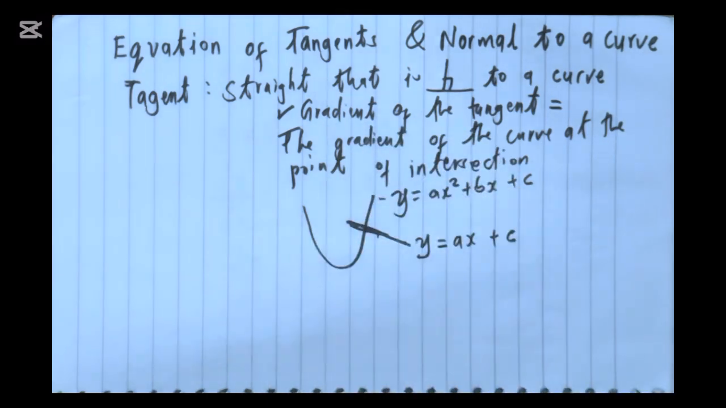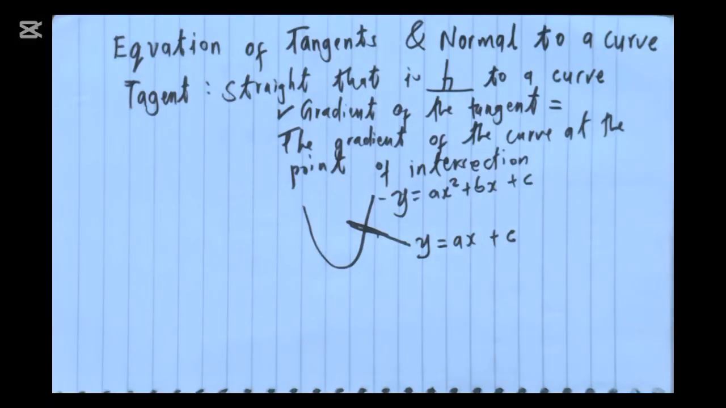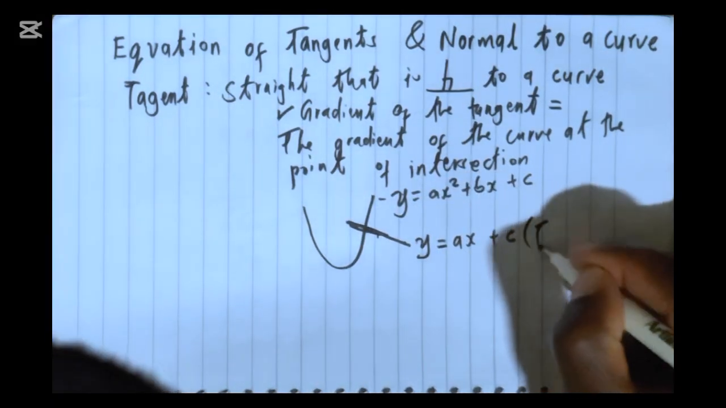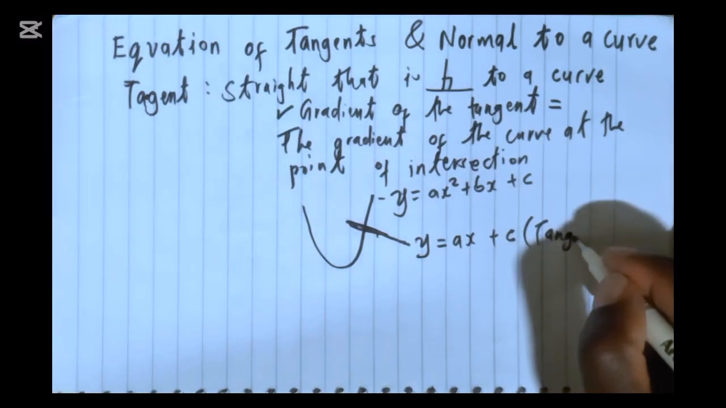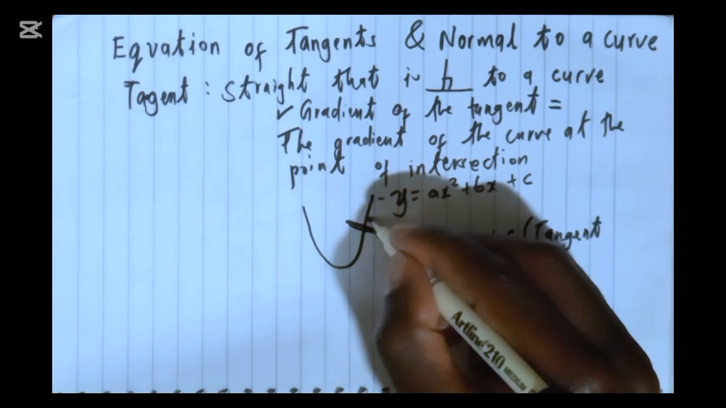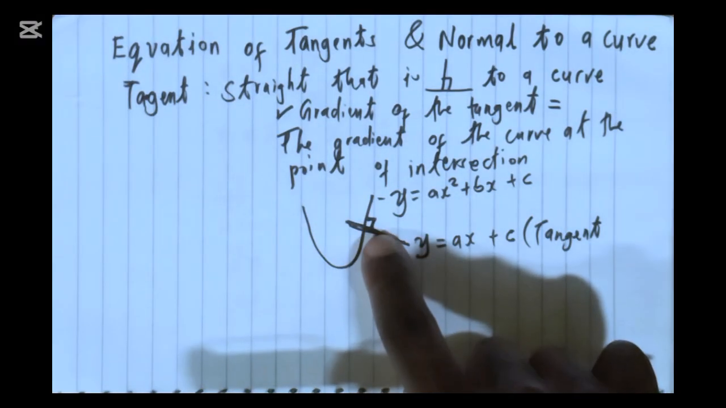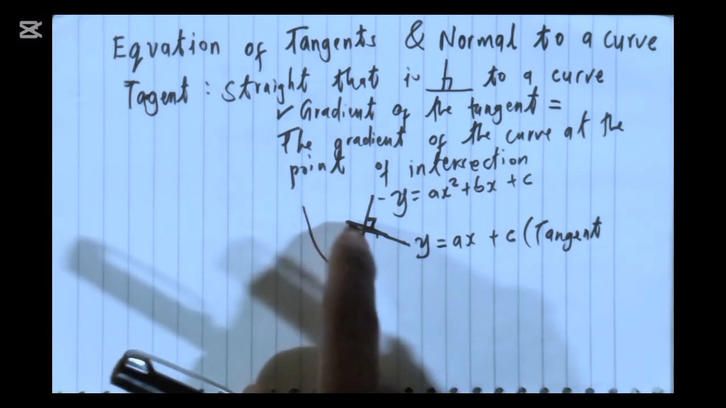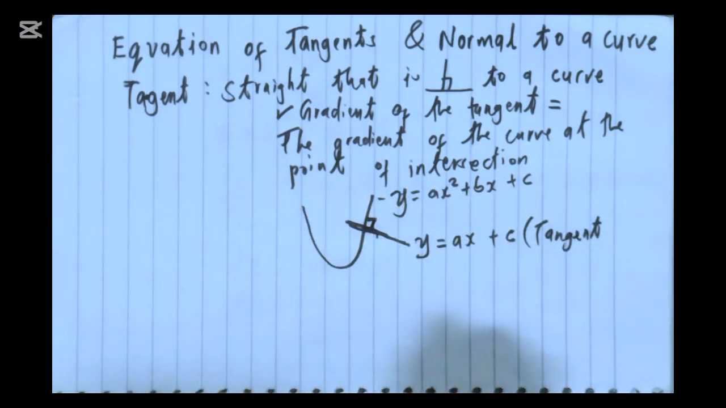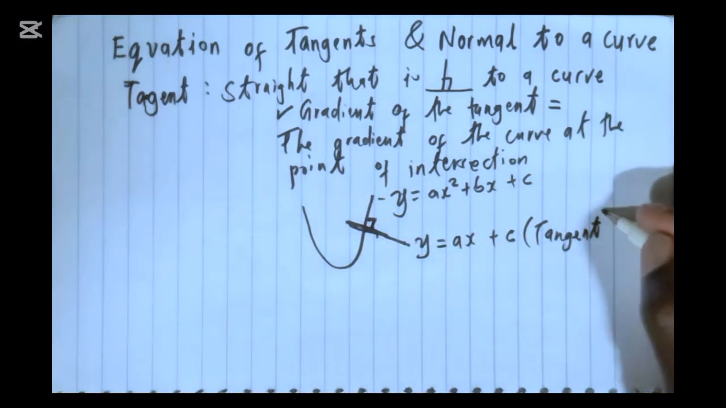So the gradient of this line, basically, no, just a minute, sorry, let me not go ahead of myself. This line here is what we're calling a tangent. This should have been n. This line that actually forms a 90-degree angle with this curve at the point of intersection is what we're calling the tangent. That's the first thing I want you to note. This straight line that intersects the curve at this point at an angle of 90 degrees is what we're calling a tangent.